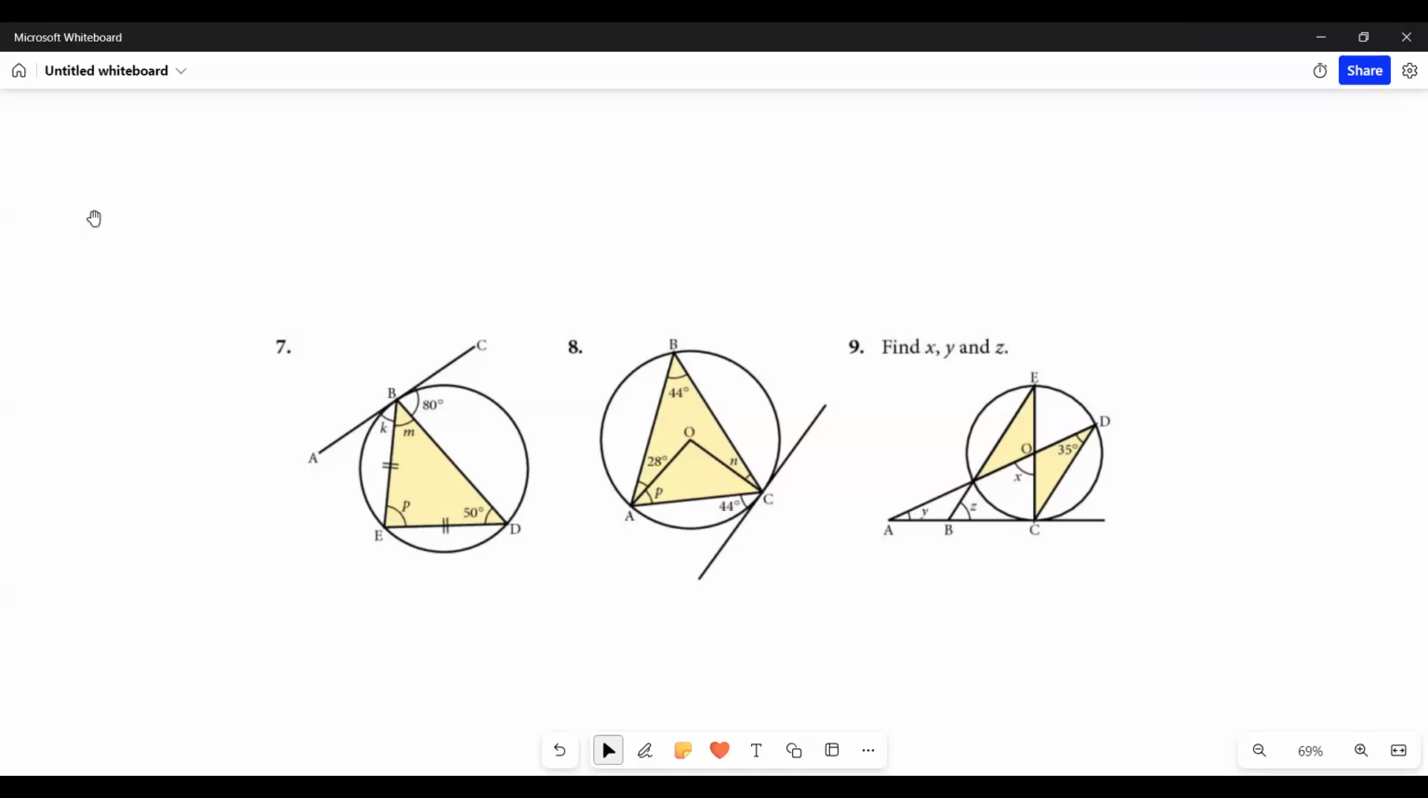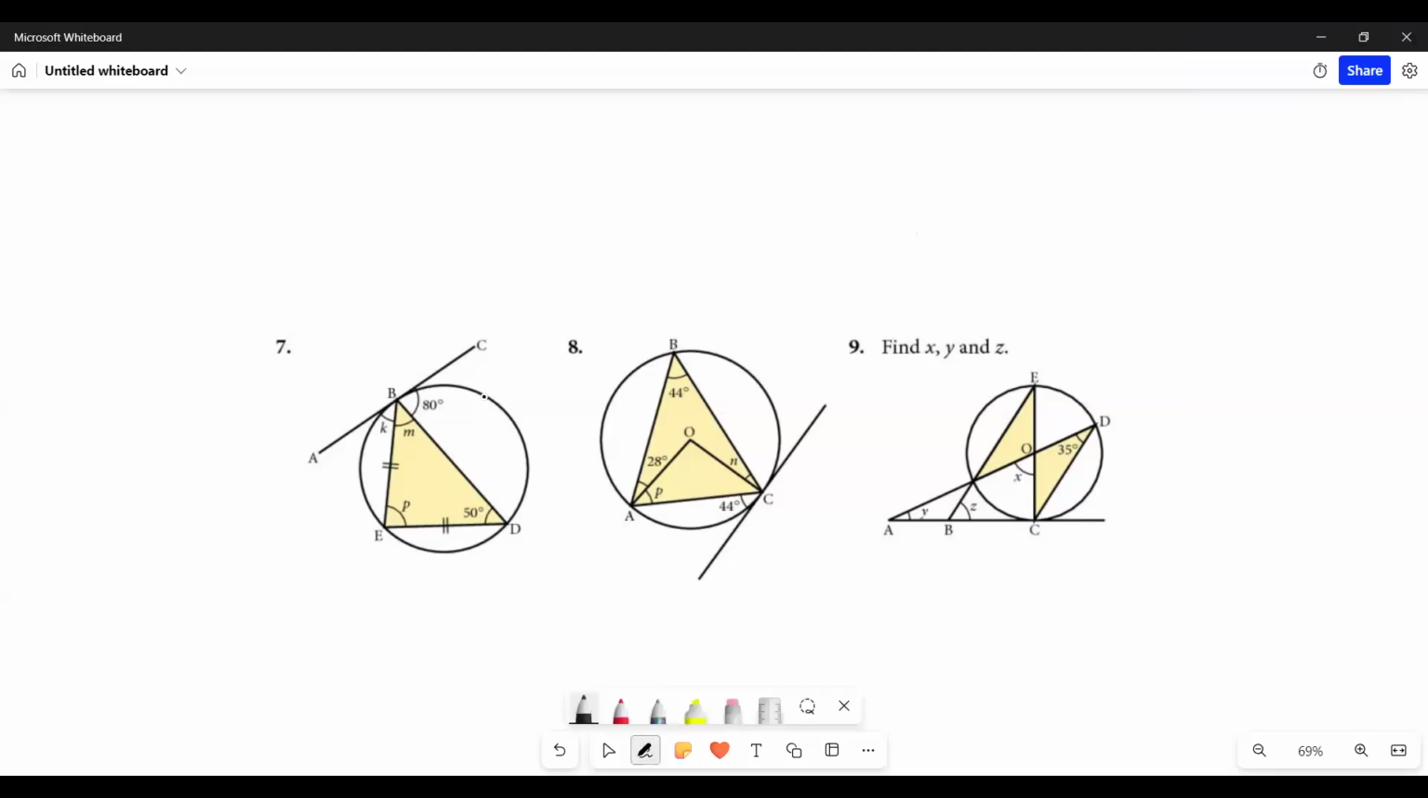Sum number 8. P is 46. How did you get that? The center is supposed to be 88. Okay. And 180 minus 88, 92 divided by 2, 46. Perfect. Correct. How much is N? N should be 100. How much is N? I don't know. Okay, so let's do it. That was the easiest part again.